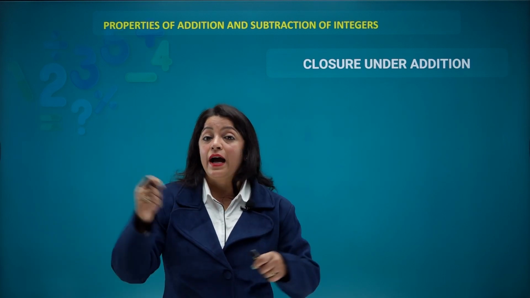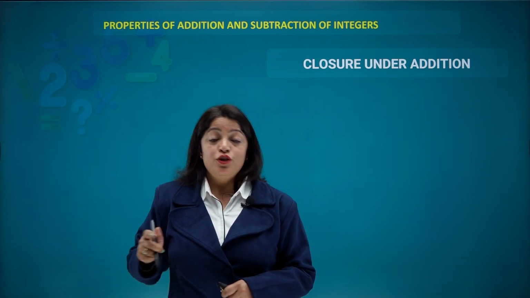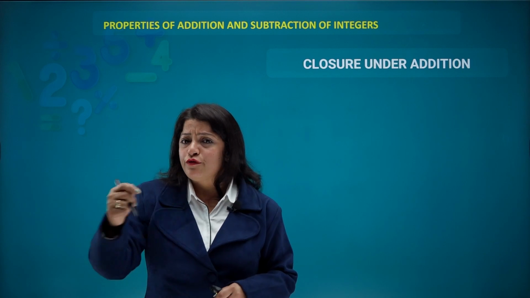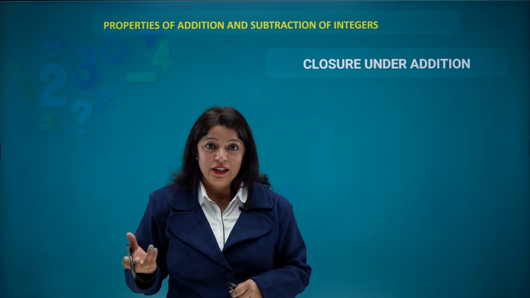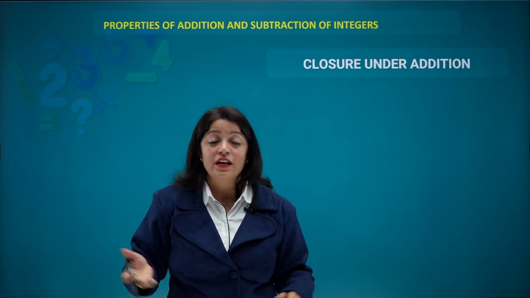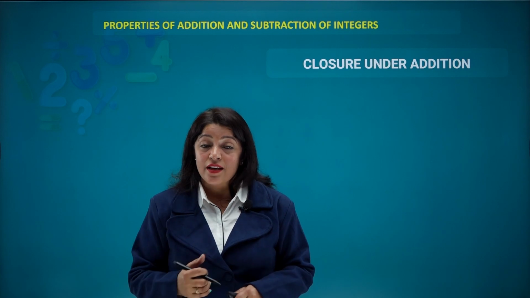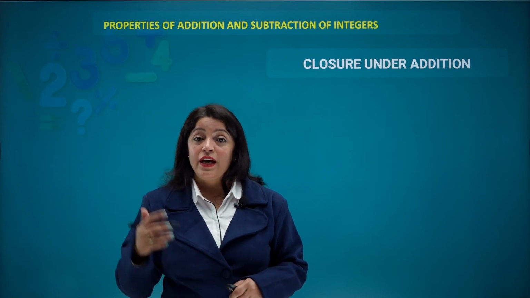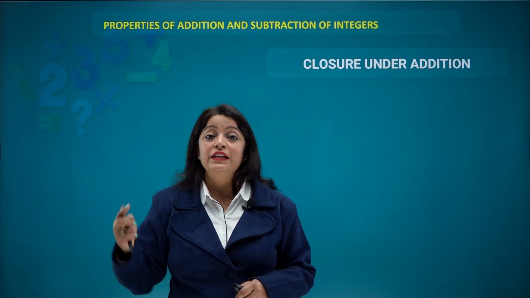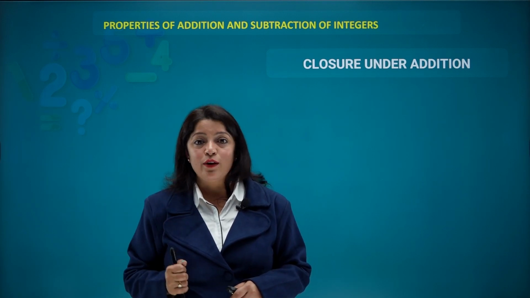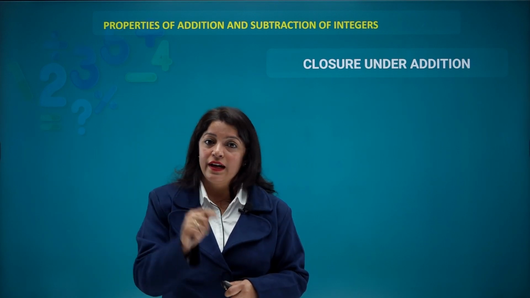And if I add them together, 1 plus 8, what is the result? You know the result is 9. So will I be able to find that 9 also in the bag? Yes, because that bag contained all the integers in it. So that means if I am taking any two integers and adding them, I will also find the result present in the bag. That means the bag is closed under addition.